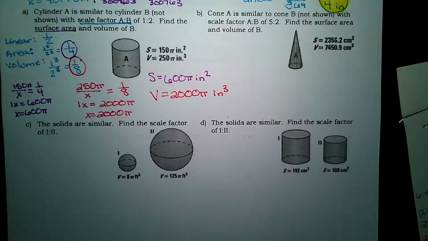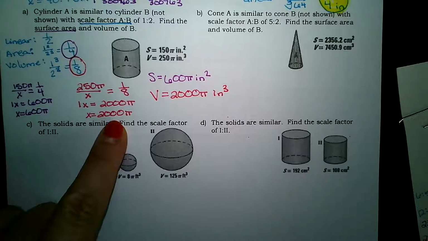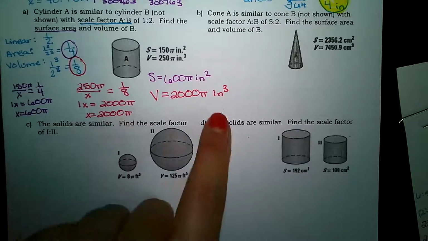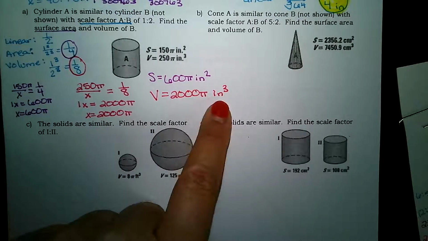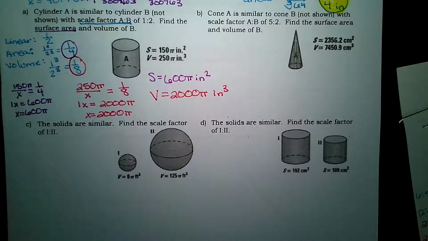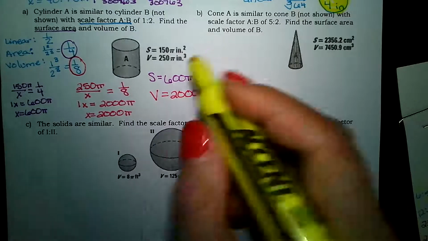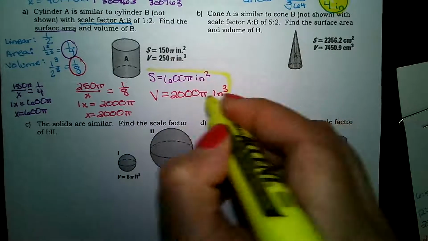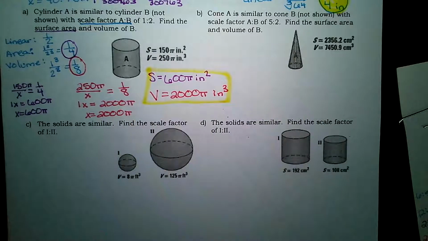How did you do? When I completed my cross multiplication, I got x equals 2,000 pi. Because I'm working in the third dimension, I know that that's the volume measurement and that represents inches cubed. So here are my two measurements for cylinder B.